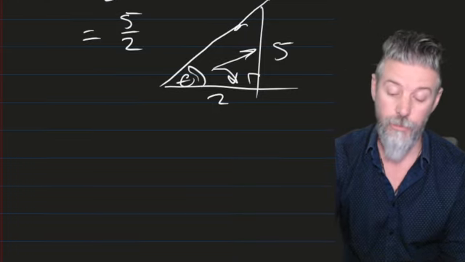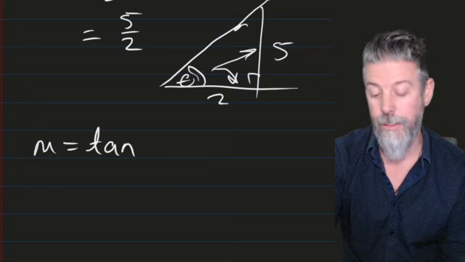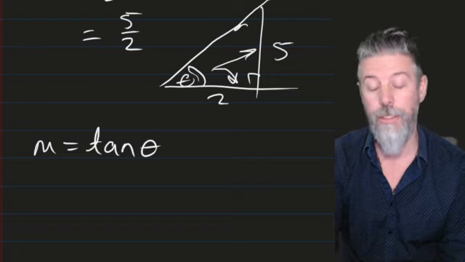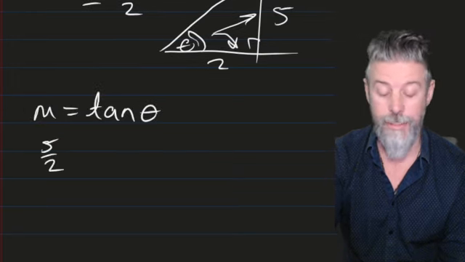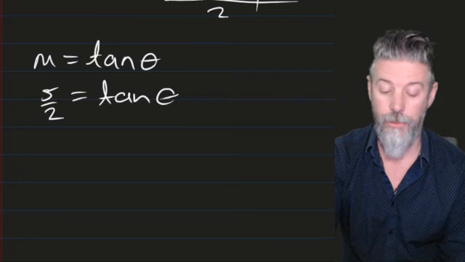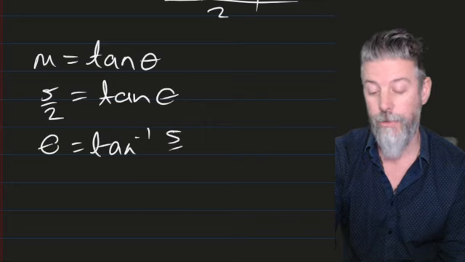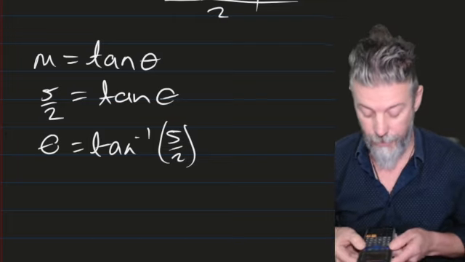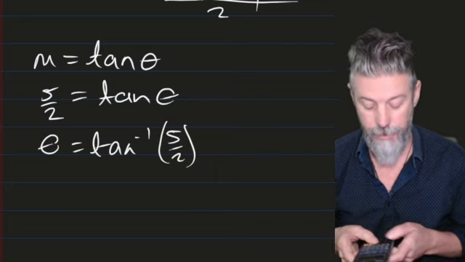So there is actually a rule that the gradient is equal to tan theta. Now you should have seen this in stage 5 also. And so we can go and solve the angle by substituting our 5/2 as our gradient equals tan theta. And I will then do theta equals the inverse tan of 5/2. I'm going to do it in degrees, not radians. So I'll just make sure that that is correct in degrees mode.